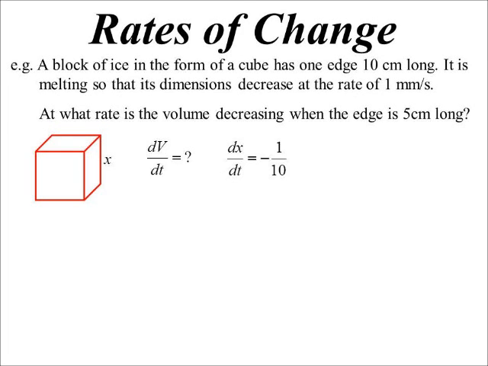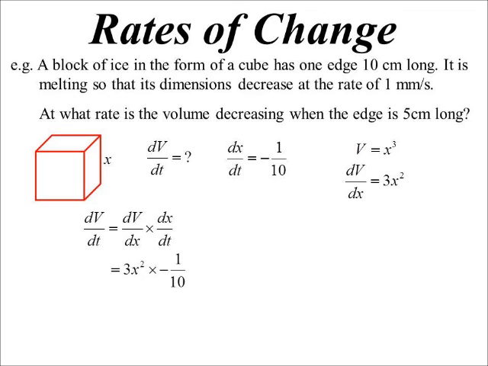They've told me how the edge changes with respect to time. So I know dx/dt is negative because it's decreasing, and 1/10, because what do they say? 1 millimetre is, of course, 1/10 of a centimetre. So I want dV/dt. I've got dx/dt. So using the idea of the chain rule, we know volume is x cubed. I can create another rate, dV/dx. dV/dx would be 3x squared. So now I can combine this into a formula because dV/dt would be dV/dx times dx/dt. So subbing in what we know, 3x squared for dV/dx, dx/dt was minus 1/10.